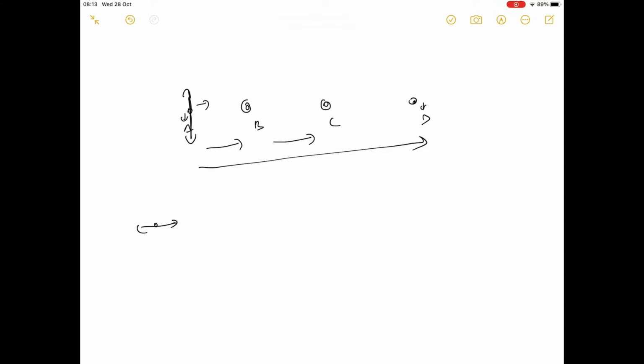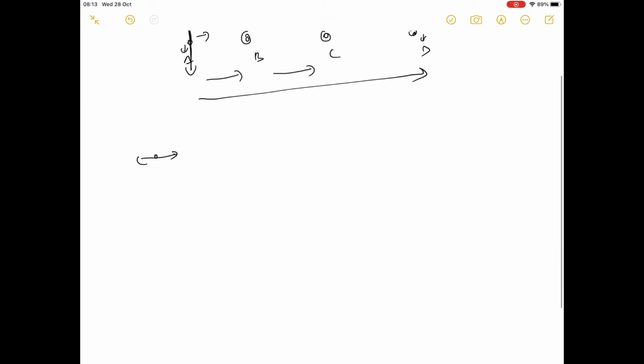So A and D are said to be in phase with each other. So we define wavefront as being a line or a surface at which point every particle vibrates with the same phase. So that is a wavefront. More mathematically, we can say wavefront is a locus of all points at the same phase of vibration.